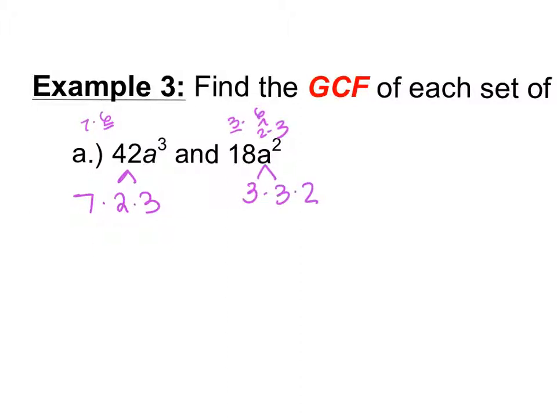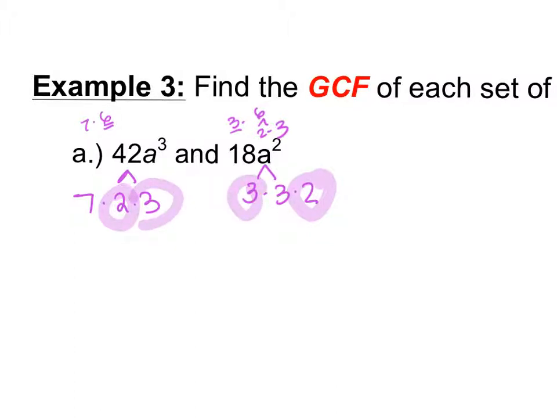Check your work always. 2 times 3 is 6. 6 times 7 is 42. 3 times 3 is 9. 9 times 2 is 18. So when we look at these two, we have to see what they have in common. This one has a 7, this one does not, so we don't have a 7 in common. This has a 2, and so does this. I overlooked that when I just spoke, so we have a 2 in common for sure. And the 42 has a 3, and this one has 2 3's, so we only have 1 3 in common.